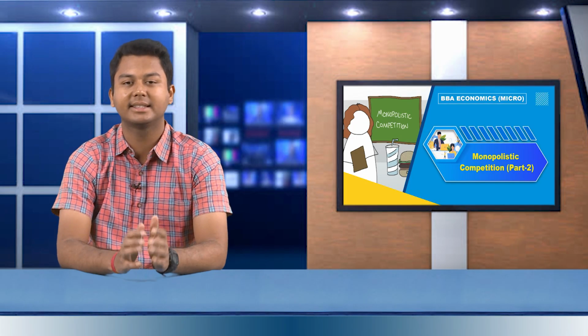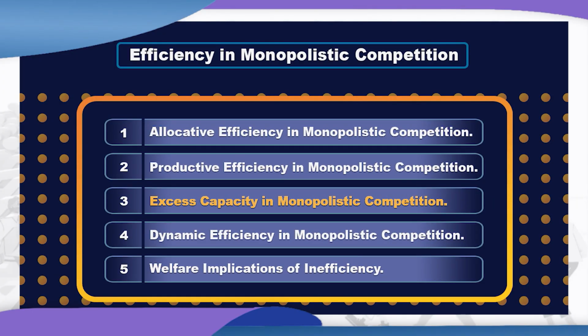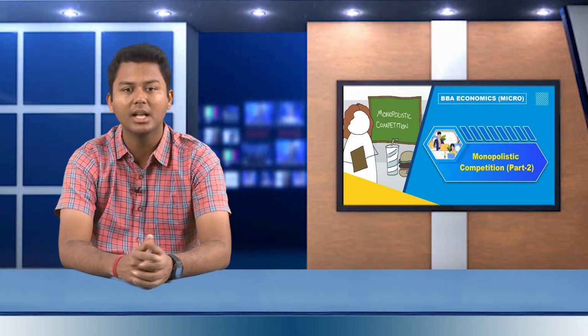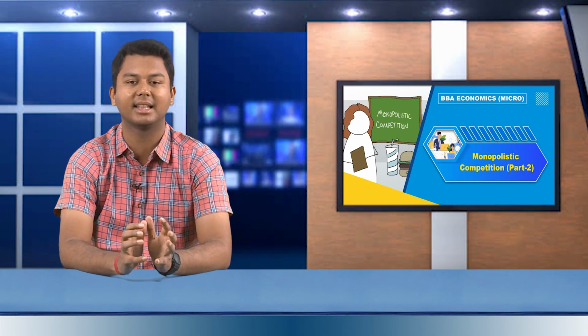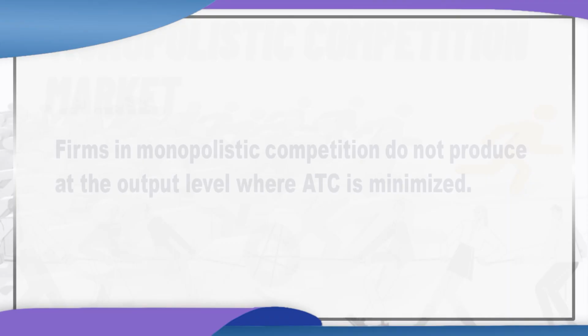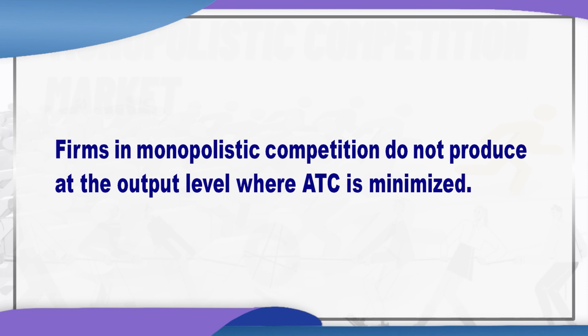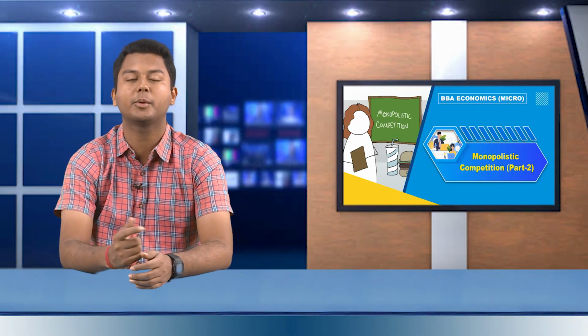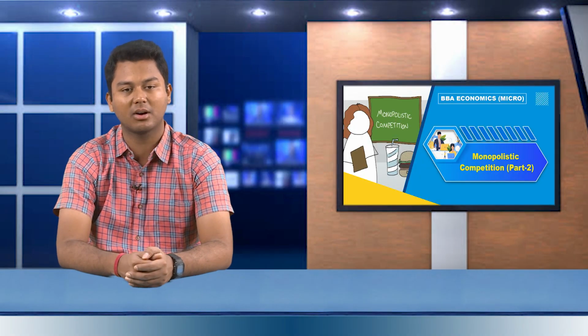Now let us look at this idea that we have been seeing of excess capacity in monopolistic competition. The concept of excess capacity is central to understanding the lack of productive efficiency in monopolistic competition. Firms in monopolistic competition do not produce at the level of output where ATC is minimized. Instead, they produce less output because of the downward sloping demand curve.